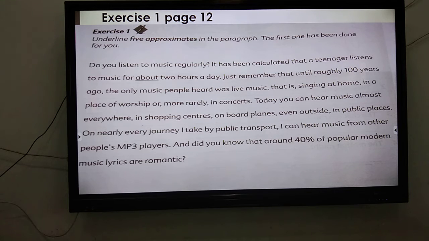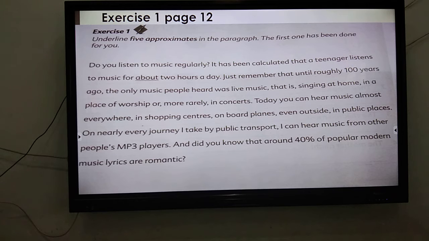Do you listen to music regularly? It has been calculated that a teenager listens to music for about 2 hours a day. Just remember that until roughly 100 years ago, the only music people heard was live music, that is, singing at home, in a place of worship, or more rarely in concerts. Today, you can hear music almost everywhere, in shopping centers, on board planes, even outside in public places.